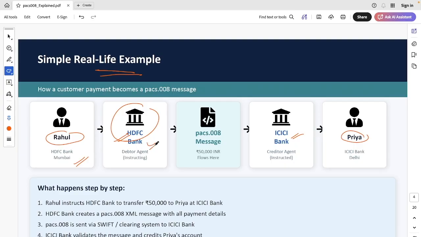Now HDFC has to validate Rahul's account, check the amount, create the payment instruction, identify ICICI as the receiving bank, and send the structured message. That structured message is the pacs.008 message. In simple words, Rahul does not create pacs.008. The bank's payment system creates pacs.008 on behalf of Rahul. So think of pacs.008 as the official courier envelope that carries Rahul's payment instruction to Priya's bank, that is ICICI Bank. Hope this example is clear.